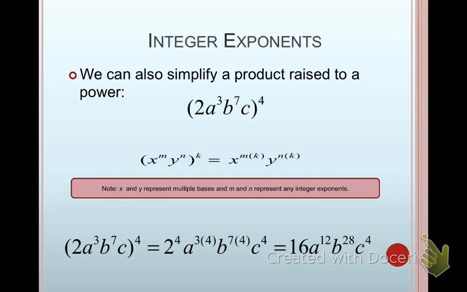So using the rules that we've already talked about, 2 to the 4th means 2 times 2 times 2 times 2, which would give us 16. A cubed to the 4th, we're going to multiply those two exponents, 3 times 4, which would give us 12. B to the 7th to the 4th would give us 7 times 4, which is 28. And then c to the 4th just stays c to the 4th.